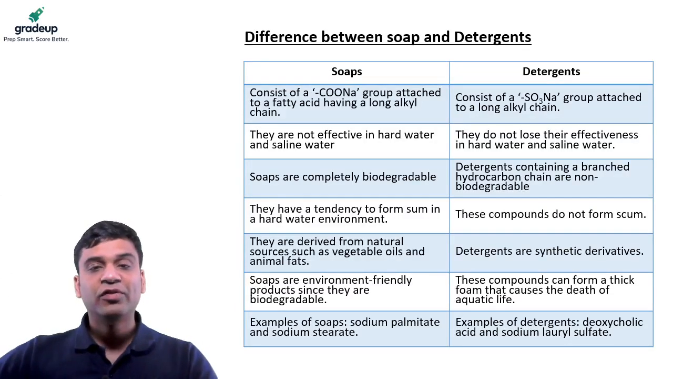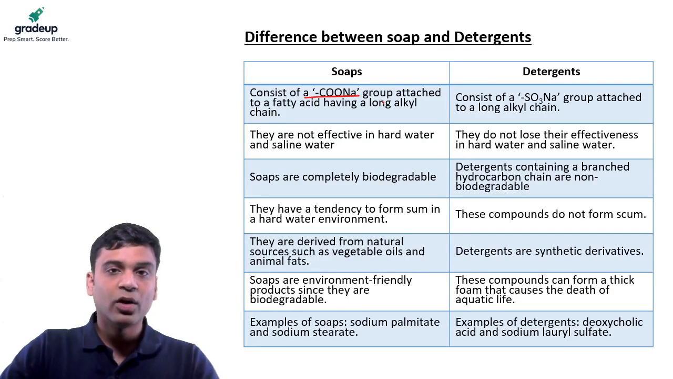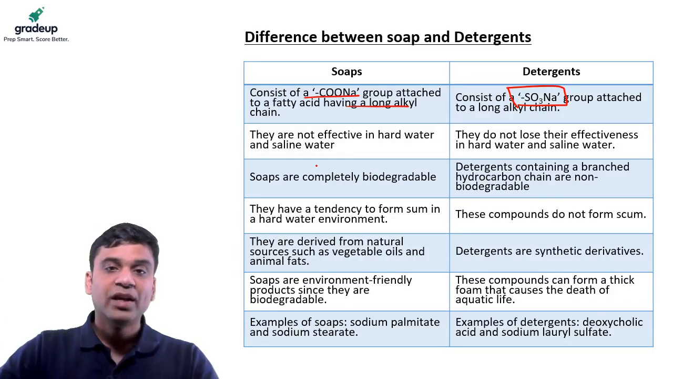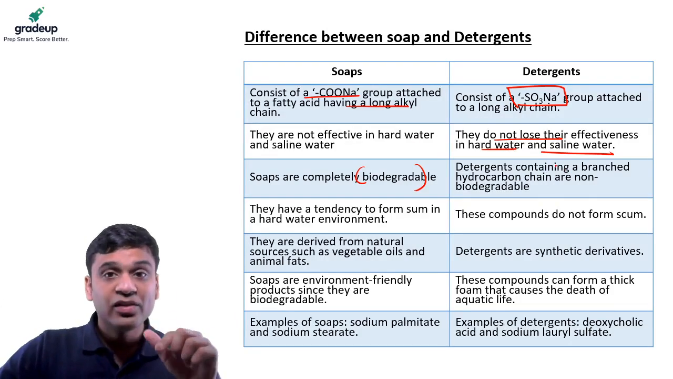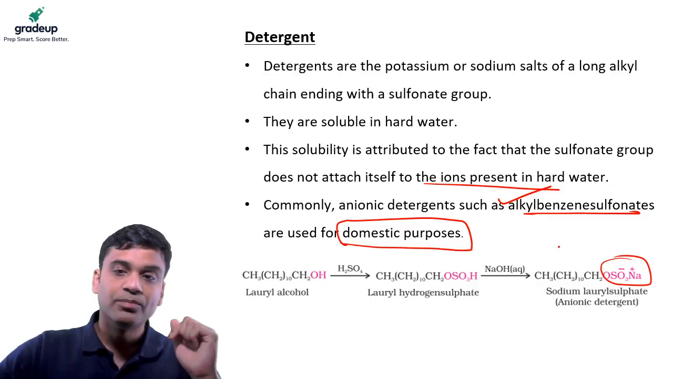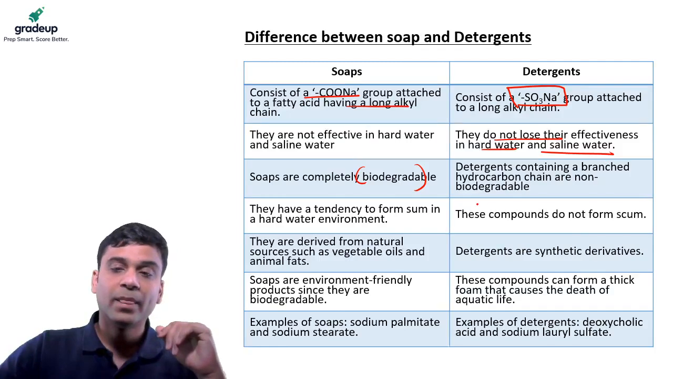And what are the differences between soaps and detergents? Soaps have the COONa, as I told, with a long alkyl chain. The detergents have an SO3Na instead of a COONa. So soaps are not effective in hard water, but detergents are effective in hard water and saline water. They are biodegradable, but the detergents containing a branched hydrocarbon, for example, here if you are having branching, here there is a branching, if you can see, to the CH chain. So if it's branched like this, then it becomes non-biodegradable.